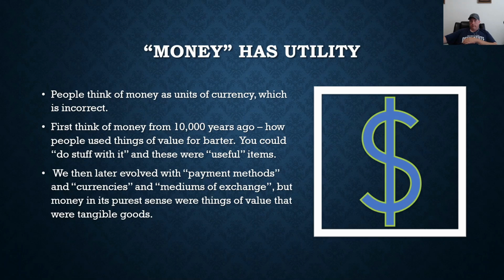But with money, people think of money as units of currency, which is not correct. I like to tell people to think of money from 10,000 years ago and forget that whole concept of fungible. I'm just thinking about what were useful items that people could barter with back in the day. We then later evolved with payment methods and currencies and mediums of exchange to make it more efficient, but money in its purest sense were things of value that were tangible goods.